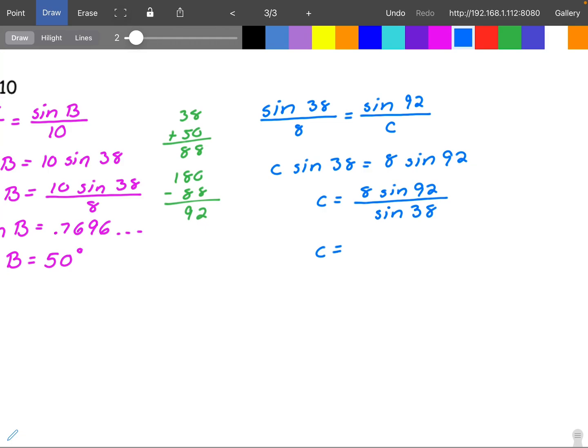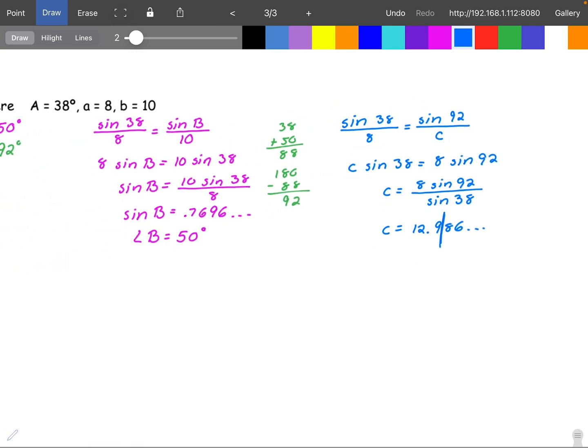So 8 times sine 92, hit enter, divide that by sine 38, hit enter, and I get 12 point, and then it comes out to be 986, but we need to round side lengths to the nearest tenth. Well, remember, tenths place is one number after the decimal. Well, that 8 causes the 9 to round up, and then since the 9 rounds up to a 10, that means it also rounds up the 12 to a 13. So this is actually just 13.